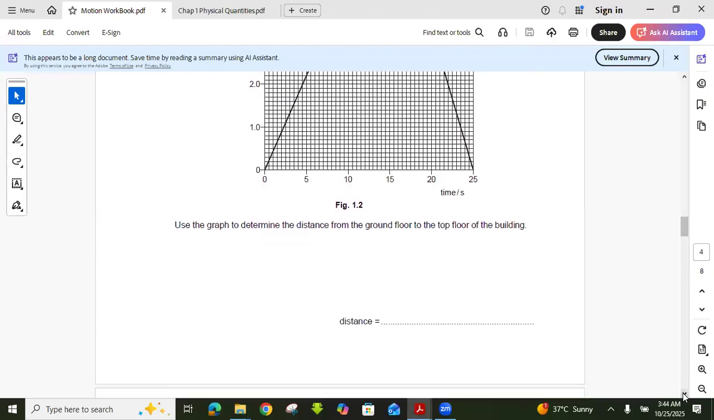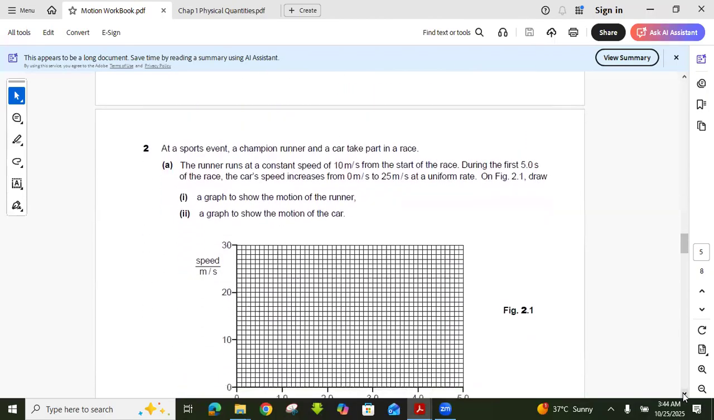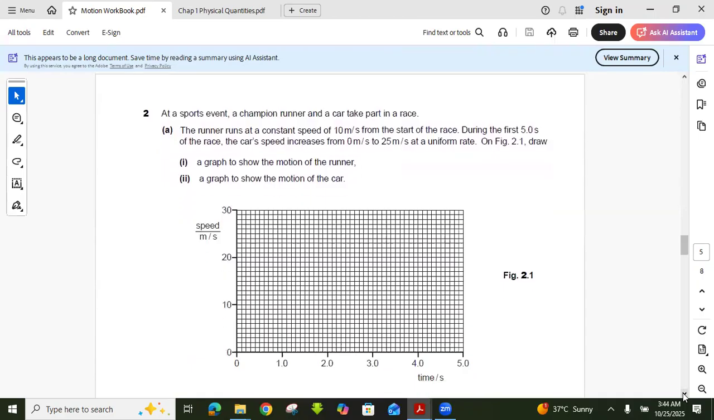Okay, now let's move to the other question. At a sport event, a champion runner and a car take part in a race. So we have a race between the champion runner and the car. The runner runs at a constant speed of 10 meters per second.